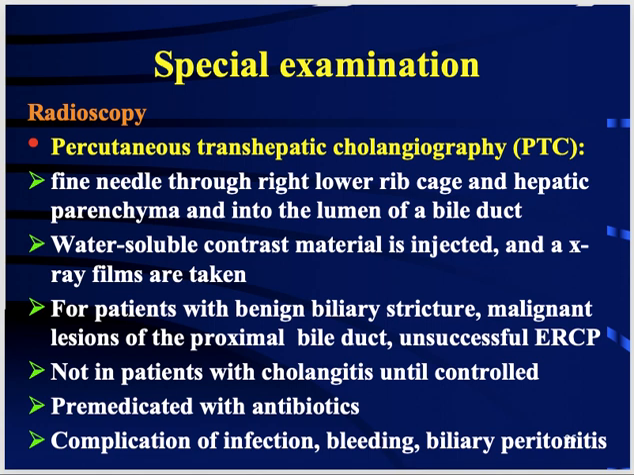And once the position of the bile duct has been confirmed, they pass a guide wire and then a catheter over the wire. And through the catheter, they give some contrast material. And then they take films, which is called a cholangiogram.